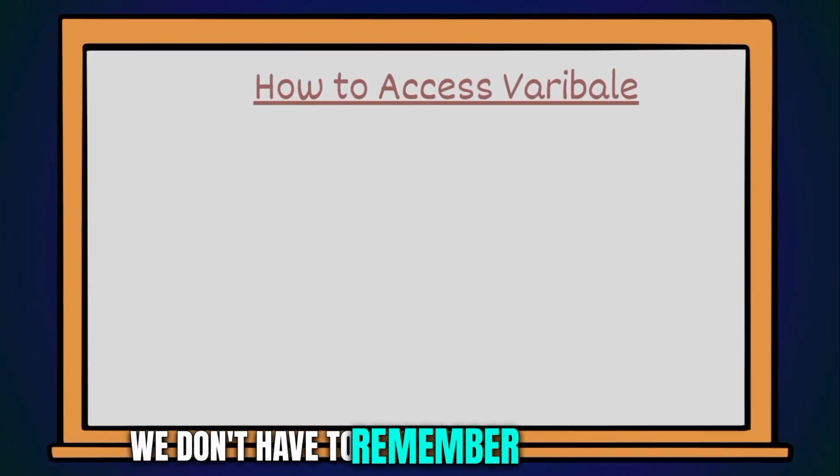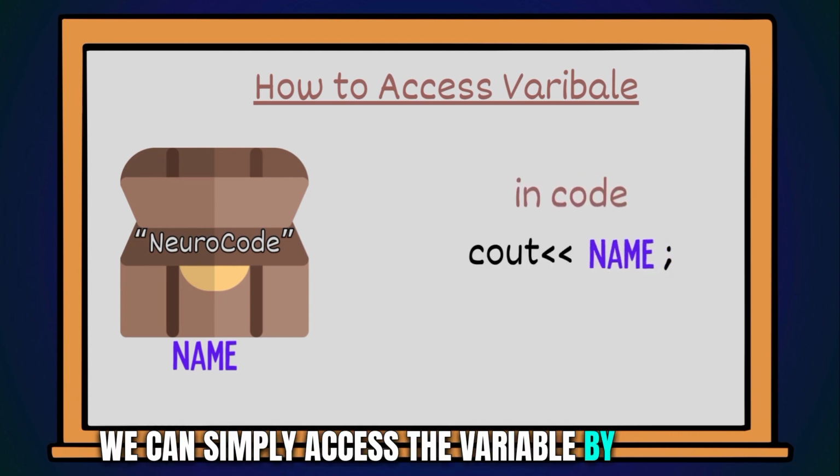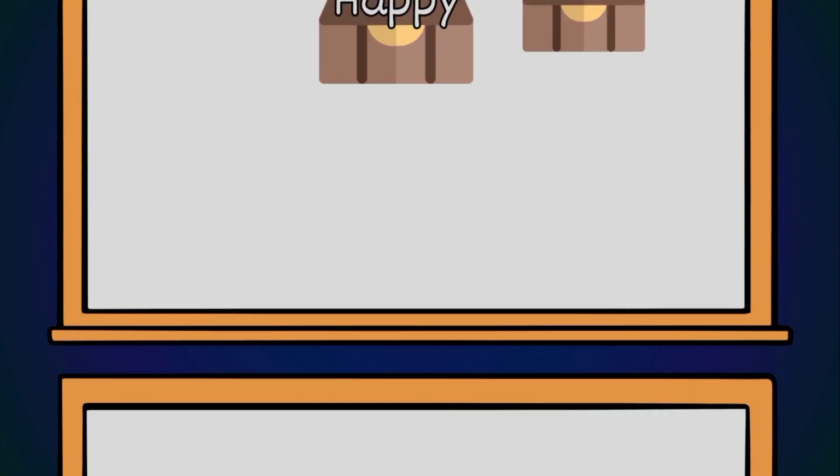We don't have to remember the address in memory. C++ manages this all for us. We can simply access the variable by using its name. In the same way, we can create many variables to store different types of data.